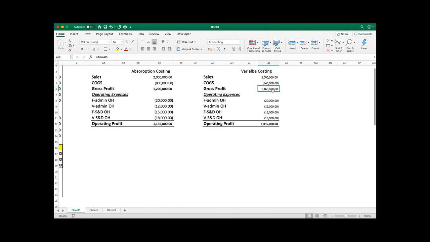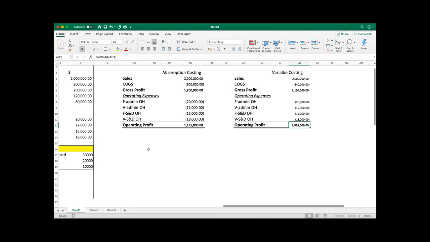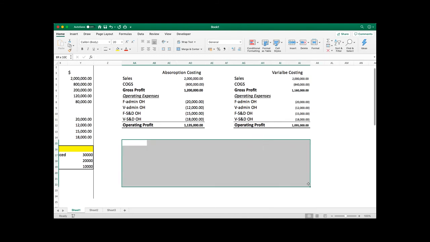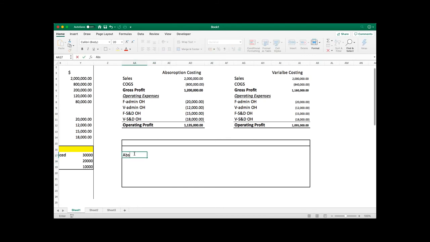Right. Let us use this information in the variable costing method. Now, see here, 2 million is the sale. It remains same. But cost of goods sold this time is going to be this one, 840,000. So your gross profit is 1,160,000. Remember last time it was 1,200,000. Okay, right. Now the operating expenses remain same. There's no change in that. So the profit here is 1,095,000.